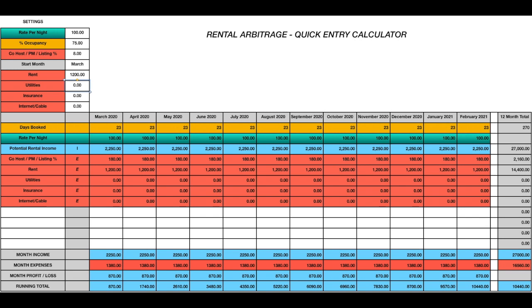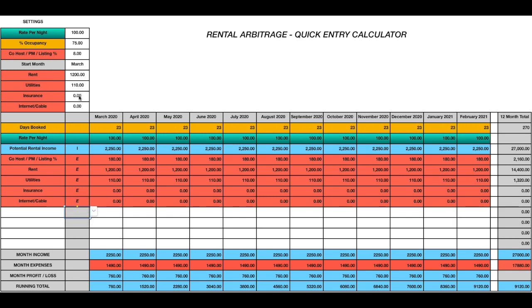I can enter utilities. Now the utilities, insurance and internet here are user definable, and these are then pulled through into the main body of the calculator, as you can see here. And the red rows you don't touch, they're calculated. But I can enter as many lines into the area below that, either expense lines or income lines, as I wish. So let's just go back to the settings.